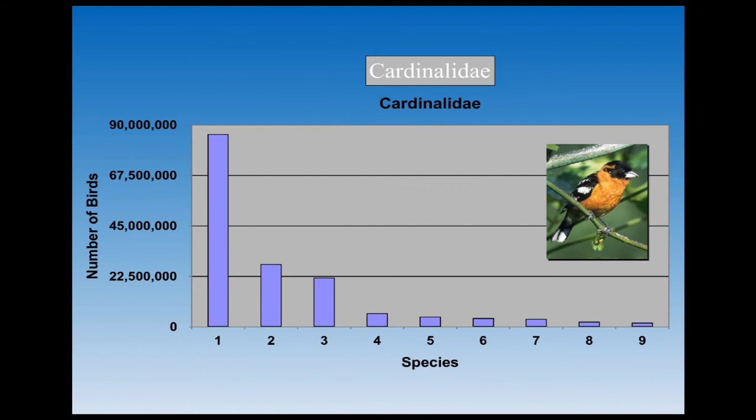What about this one? All these eastern birds tend to be really common because of the amount of forest in the eastern U.S. and then up into Canada. So cardinal's number one by far. And then another eastern species, indigo bunting, is number two, still pretty numerous, almost 30 million indigo buntings.